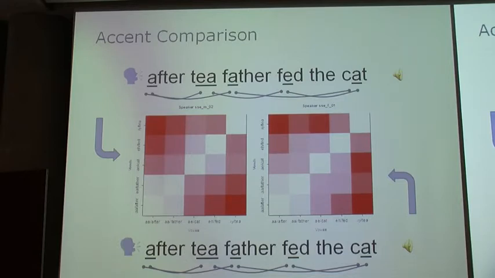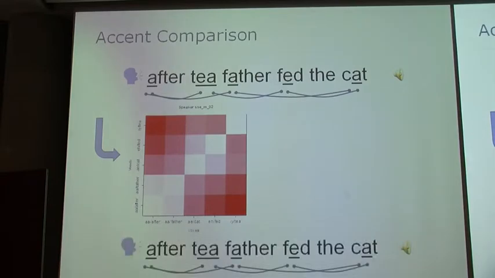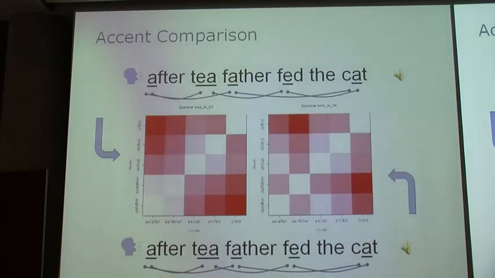Let me just show you that it works. So here's another speaker. After tea, father fed the cat. I hope you agree is a Birmingham speaker. After tea, father fed the cat. And he says after, so that's the key. But he still says father. But he says after tea, father fed the cat. And when you look at his distance table, you can see that it looks different. The similarities between these blobs look significantly different. If we compute the correlation between these two things, there's a much worse correlation between these two speakers.